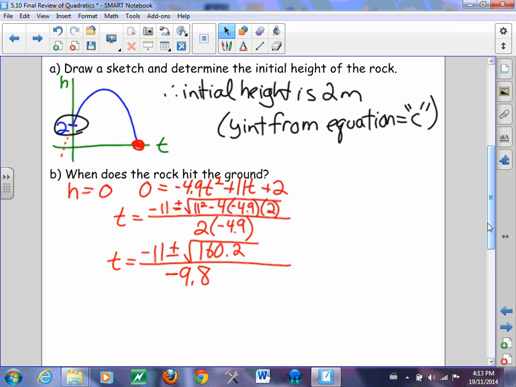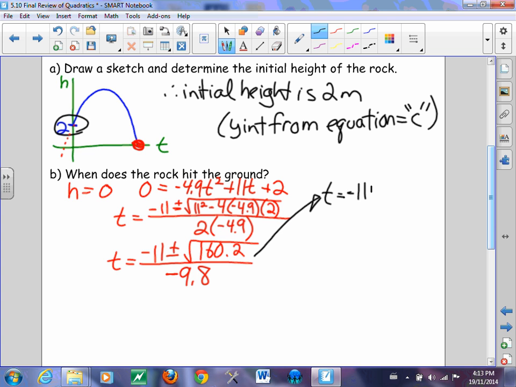Okay. And folks, I'm just going to save room, so I'm just going to erase this. Okay, break it into its two cases. So we're going to have t equals negative 11 plus root 160.2, all divided by negative 9.8. Plug it in your calculator, and you're going to get negative 0.17.